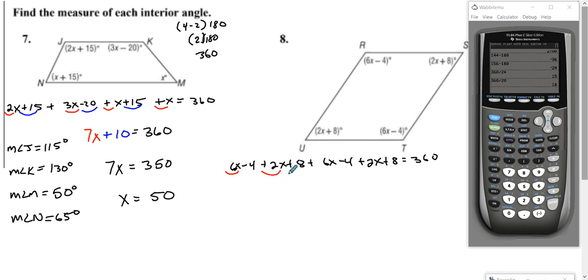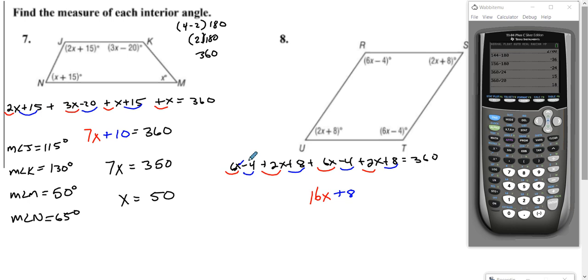6, 7, 8. 8 plus 6 is 14 plus 2, 16. So 16x. That hurt my brain. Let's see here. We got the plus 8, and the plus 8 makes 16. Minus 4 would go back down to 12. Minus another 4 would be 8. So plus 8.